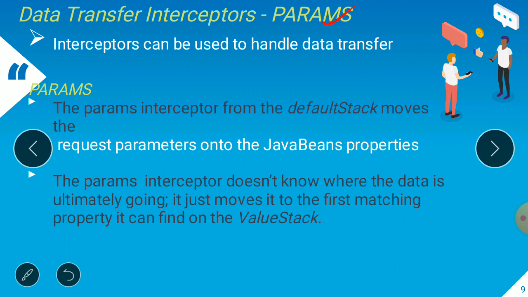So instead of the action doing that, now the interceptor can be used to handle the data transfer. And we can do the data transfer using interceptors. For that we use params. So what does params do? The params interceptor from the default stack moves the request parameters onto the Java Bean properties.